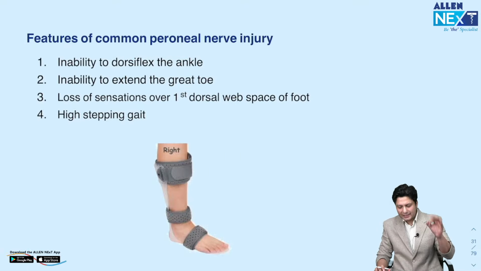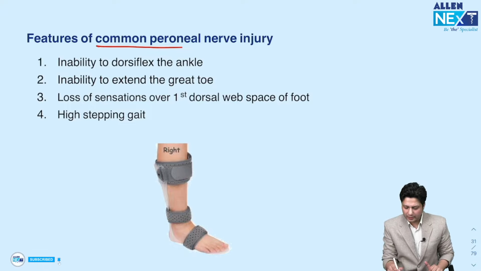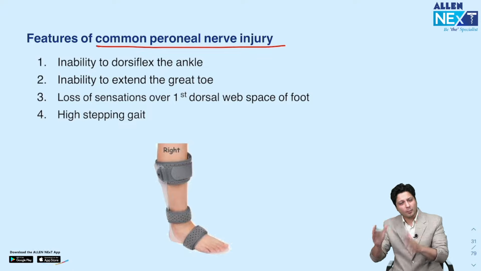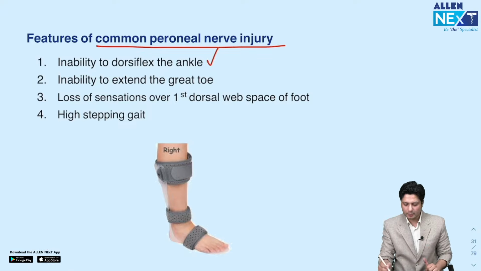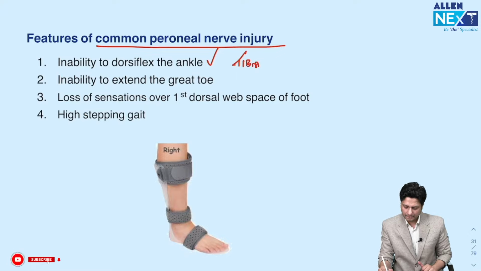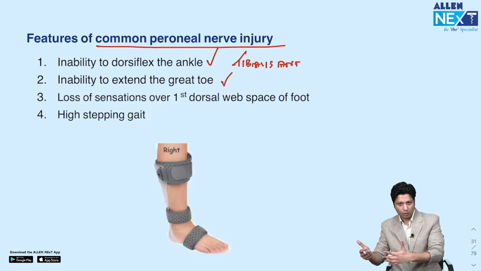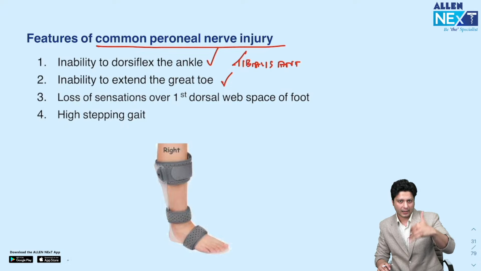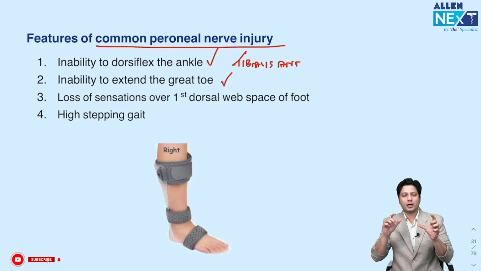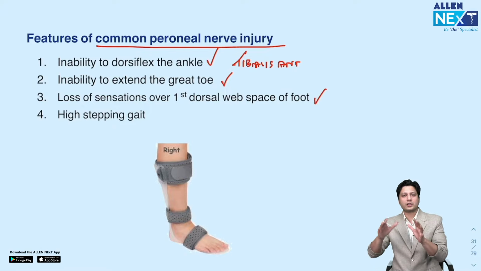So at least one question out of these nerve injury kind of questions, like features of common peroneal nerve injury, they are asking. Very common. Again and again they are asking it. Like inability to dorsiflex the ankle, because tibialis anterior is the muscle which might get paralyzed. Then inability to extend the great toe, which is again supplied by the deep branch of the deep peroneal nerve. That is extensor hallucis longus. Loss of sensations over the first dorsal web space of the foot.